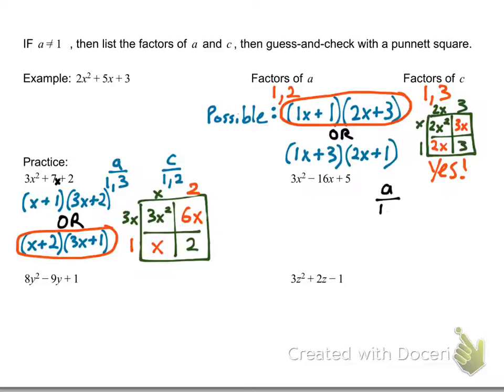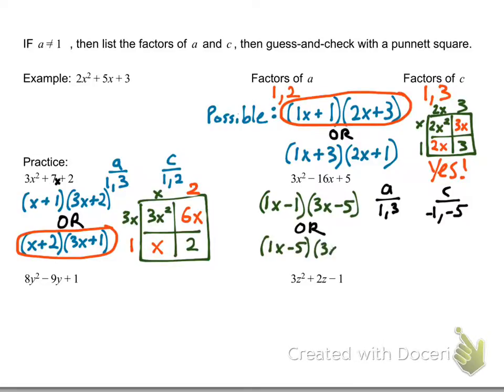For this next problem, I'm going to list the factors for you. So a is 1 and 3, but you notice we have a negative here. That means that the c's, the things that multiply to get c, both have to be negative. -1 and -5 multiply to get you +5, but when we combine them, you'll see in a second, they add to get the correct number in the middle, a negative number. So the two combinations we could have are x minus 1 times 3x minus 5, or x minus 5 and 3x minus 1. I want you right now to try this one on your own and figure out which one is the correct answer.